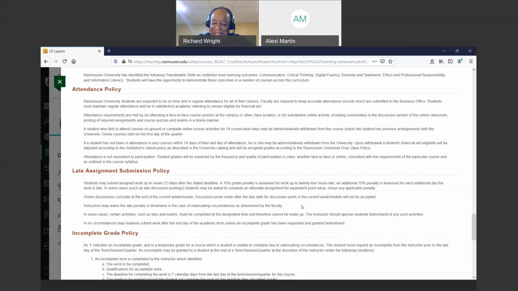It says here that in some cases, such as discussion postings, students may be asked to complete an alternate assignment. Don't do that here. We don't do that. I always tell my students, and I have one student who went back to the dean and said, Professor Wright doesn't do that. He says, well, that's okay. That's what you have to deal with, okay?